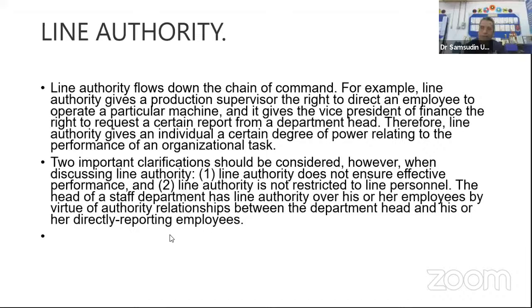Yes. I think it's a line authority. It is what? Line authority. Yes. Very good. Okay, thank you. It is about line authority, because the chain of command is between the function.